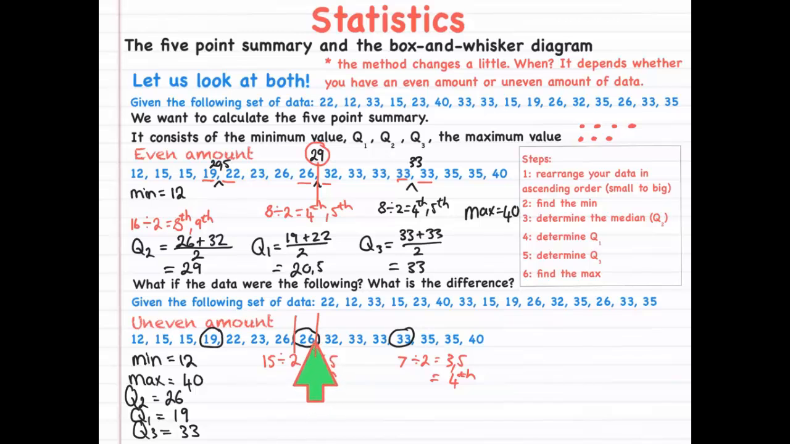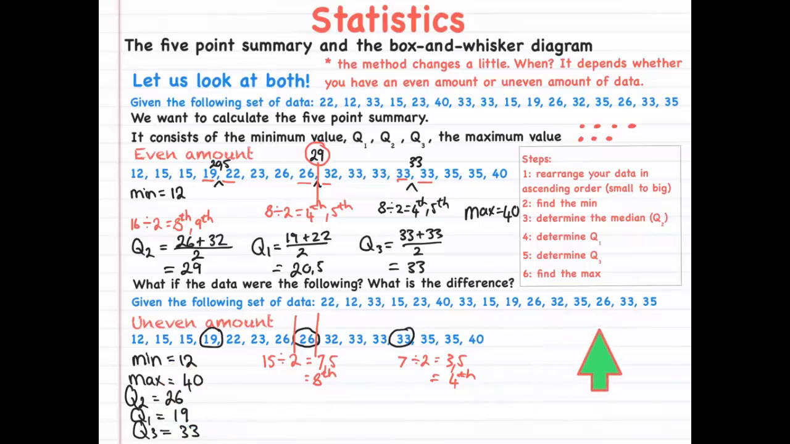So the second half starts after the median, and the first half starts in front of the median towards the beginning. Okay, got it? So did you see the two differences? When we have an even amount of data to find our 5-point summary, and also what happens now when we have an uneven amount to find our 5-point summary. Don't forget it, it's very important.